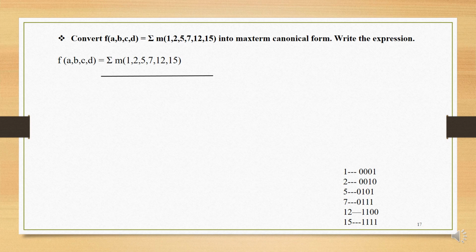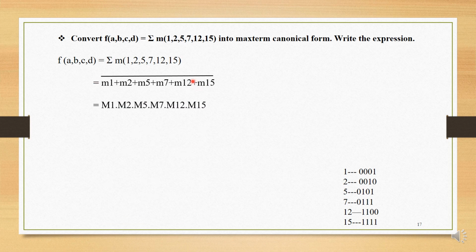Now let us look into the other example, that is convert f of a b c d equal to summation m 1, 2, 5, 7, 12, 15 into Maxterm canonical form. You need to convert the given summation m expression to Maxterm canonical form. Just complement the given function by writing all the minterms in small m notation: m1 plus m2 plus m5 plus m7 plus m12 plus m15, the whole complement.